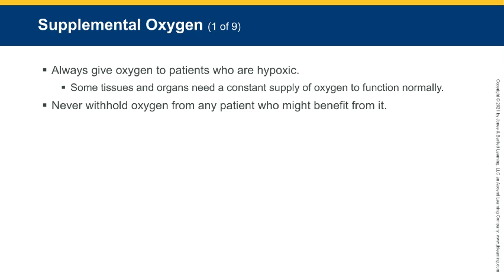Oxygen is essential for human survival, and certain tissues and organs require a constant supply to function properly. In emergency situations, hypoxia, or a lack of oxygen, can lead to severe complications, including organ failure and death. As an EMT, it is critical to recognize when a patient needs supplemental oxygen and how to administer it properly. Oxygen therapy can improve outcomes in patients with respiratory distress, shock, or cardiac conditions.